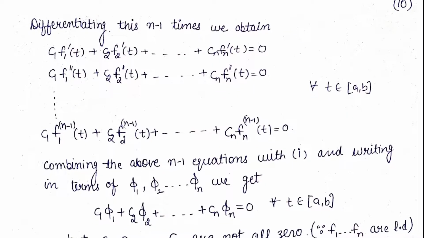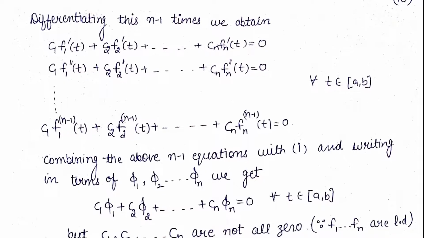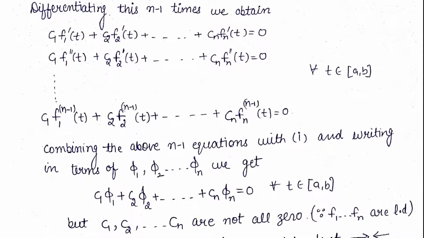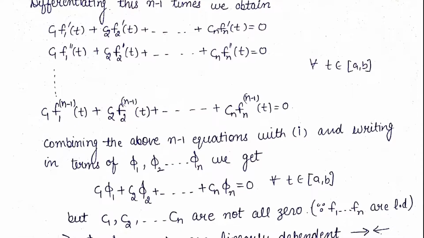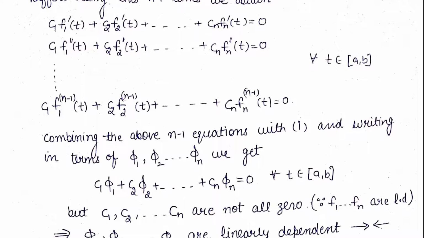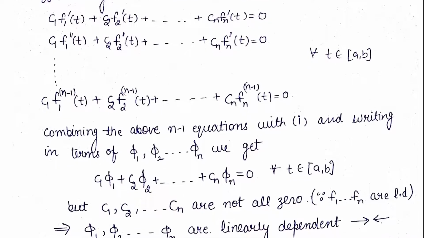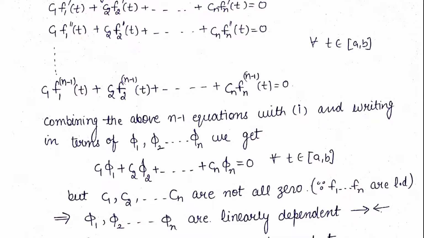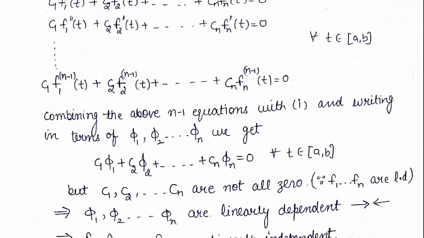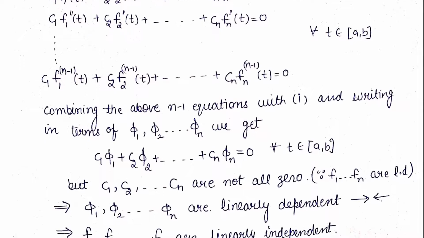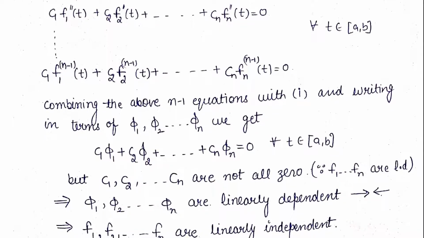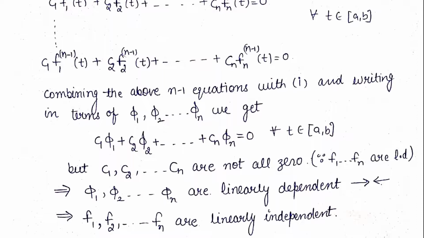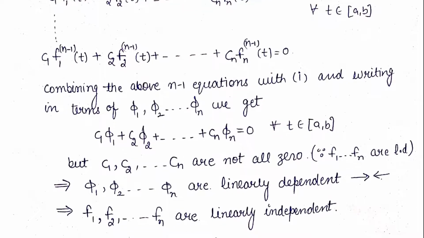Now if we differentiate this equation 1, namely C1 f1(t) plus C2 f2(t) plus Cn fn(t) is equal to 0, we get that C1 f1'(t) plus C2 f2'(t) plus Cn fn'(t) is equal to 0. Differentiating the equation a second time, we get C1 f1''(t) plus C2 f2''(t) plus Cn fn''(t) is equal to 0. And similarly, differentiating n minus 1 times, we get C1 f1^(n-1)(t) plus C2 f2^(n-1)(t) plus Cn fn^(n-1)(t) is equal to 0.